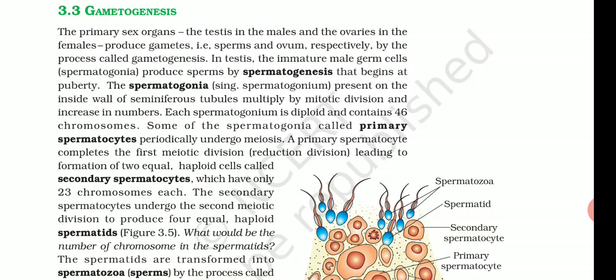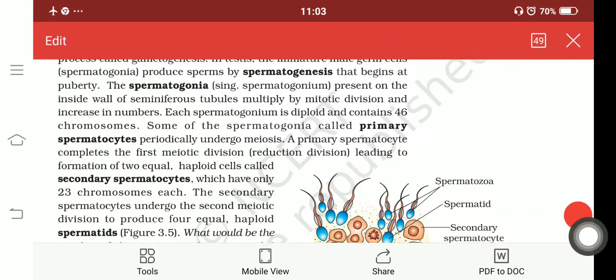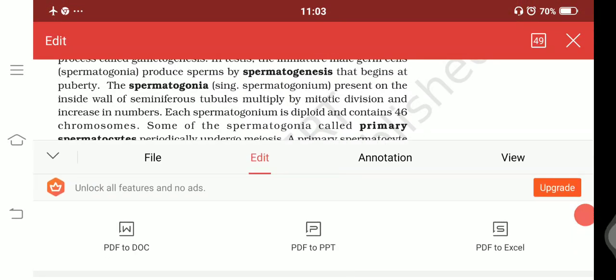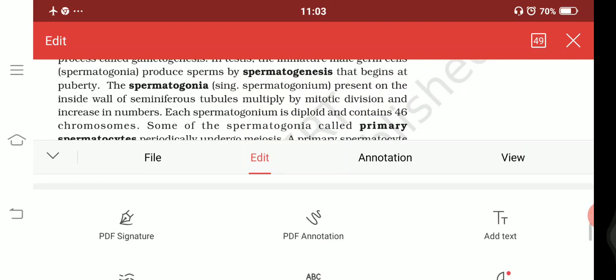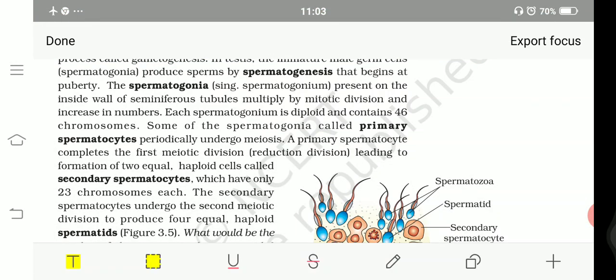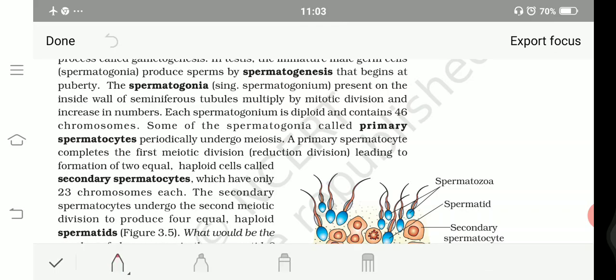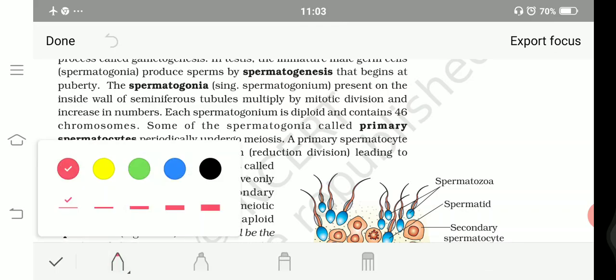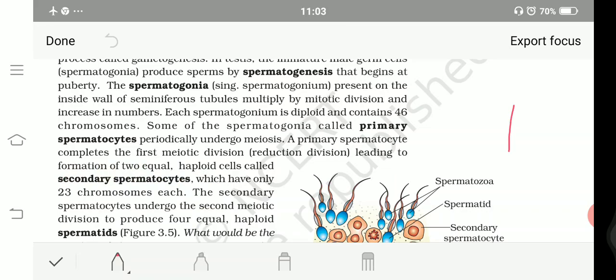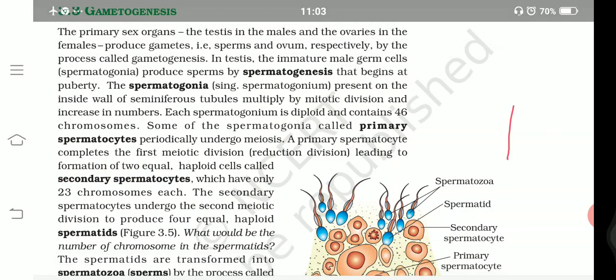Students, gametogenesis is basically a process which is a pre-fertilization event. Pre-fertilization events means activities or events that happen before fertilization. To explain this more, pre-fertilization events are the most important part which help you in understanding that gametogenesis leads to fertilization.